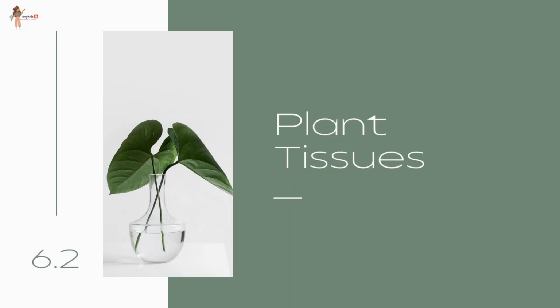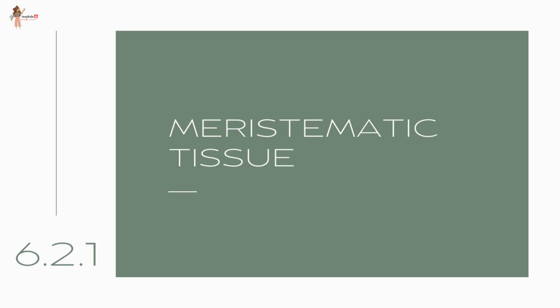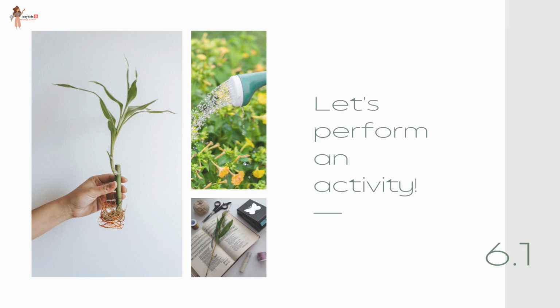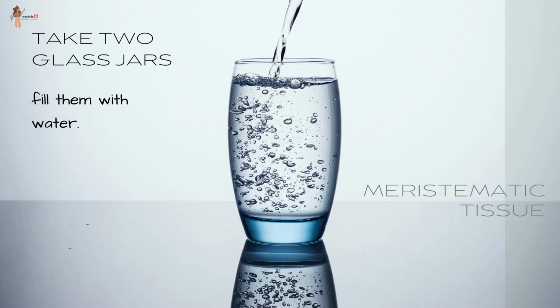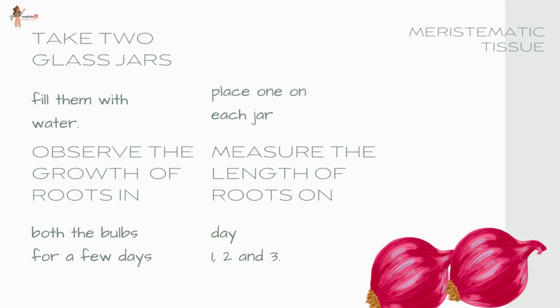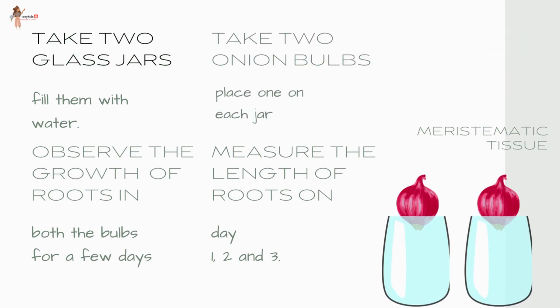Let's first study plant tissues. Meristematic tissue. To understand this, let's perform an activity first. Take 2 glass jars and fill them with water. Now take 2 onion bulbs and place one on each jar as shown here.